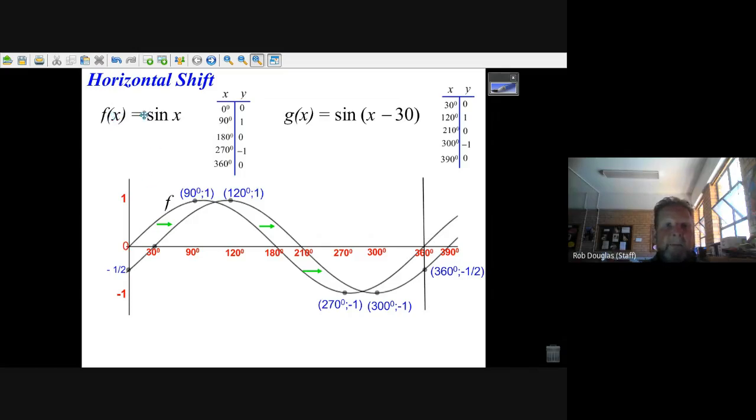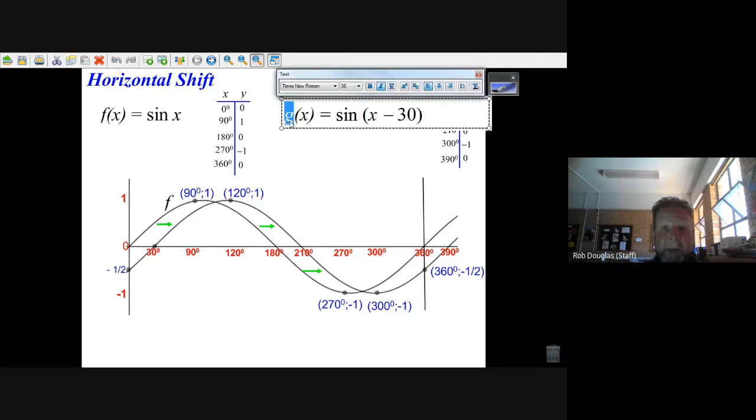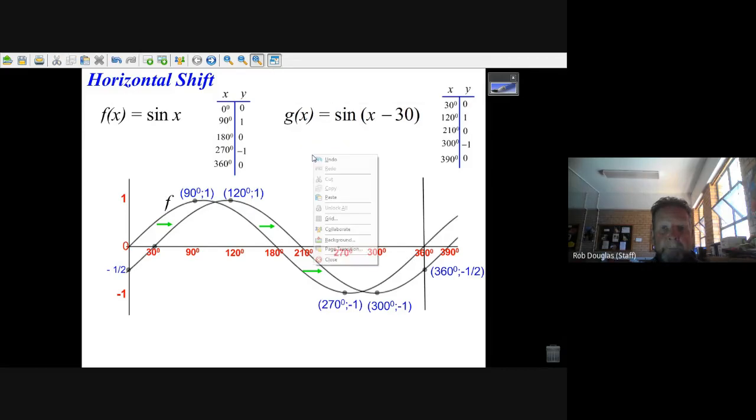So look at this. We've got f of x equals sine x. The basic sine graph goes from 0 to 90 and 1, 180 and 0, 270. And there's our basic sine graph. Now, if you get another function, say g of x, where you're going the sine of x minus 30, that'll give you a new function. And that new function there is going to be this function right here.